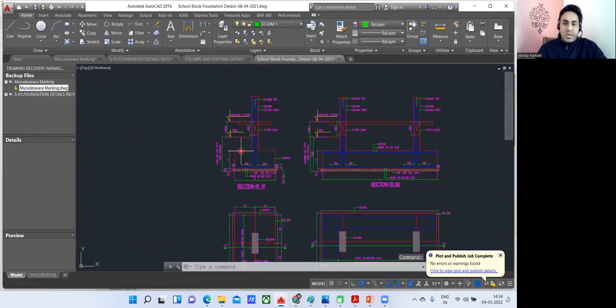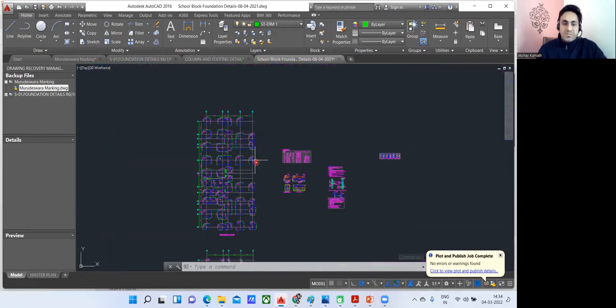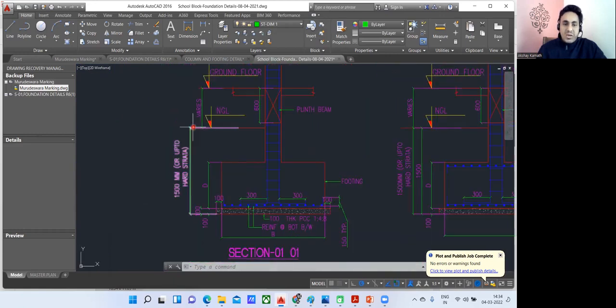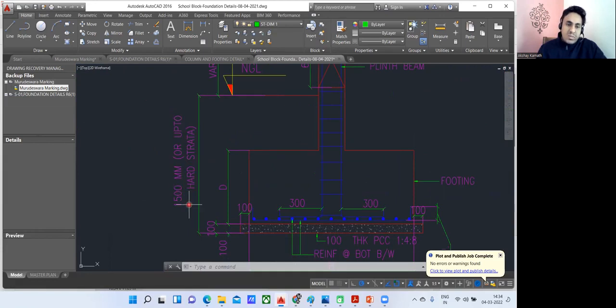Again this is one more drawing I've taken. It's a school building. Again, see here, they have written NGL, that is called natural ground level, and what is mentioned here is 1500 mm or up to hard strata. That means from here you have to do an excavation of 1.5 meter.